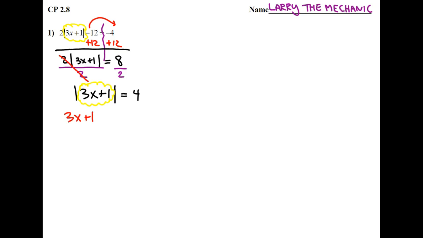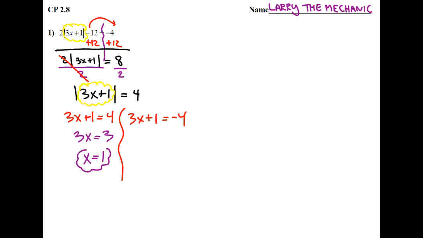So when does the stuff equal 4? And when does the stuff equal negative 4? Those two values for x are going to make the equation true. So we'll do some fun little algebra here. We'll take 1 away from both sides. 3x equals 3. Yay, it works out perfect. X is 1 on that one. And then over here I subtract 1 from both sides, and I get 3x equals negative 5.